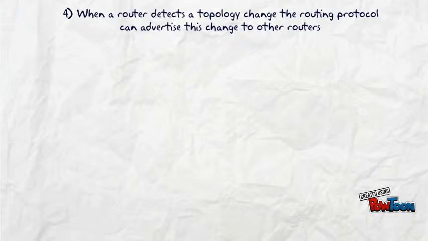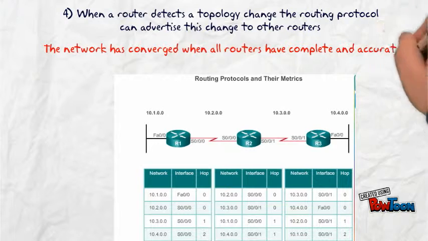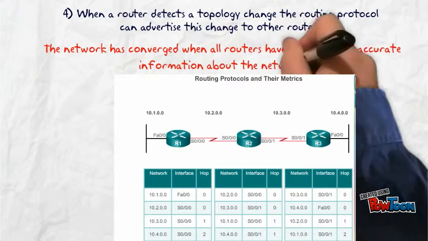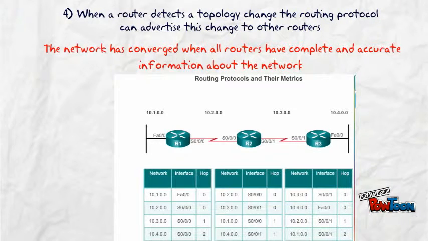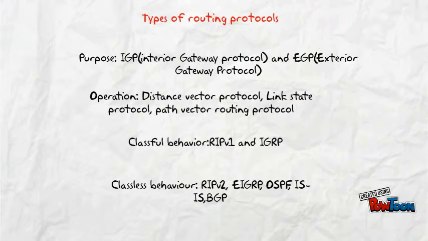When a router detects a topology change, the routing protocol can advertise this change to other routers. The network has converged when all the routers have complete and accurate information about the entire network. Routing protocols are classified into four groups: purpose, operation, classful behavior, and classless behavior.